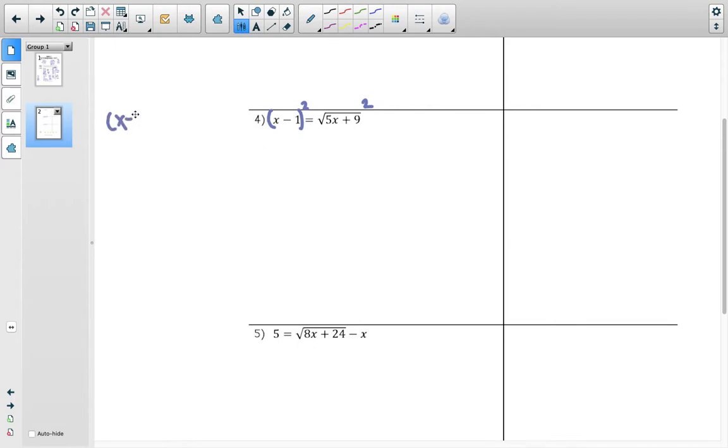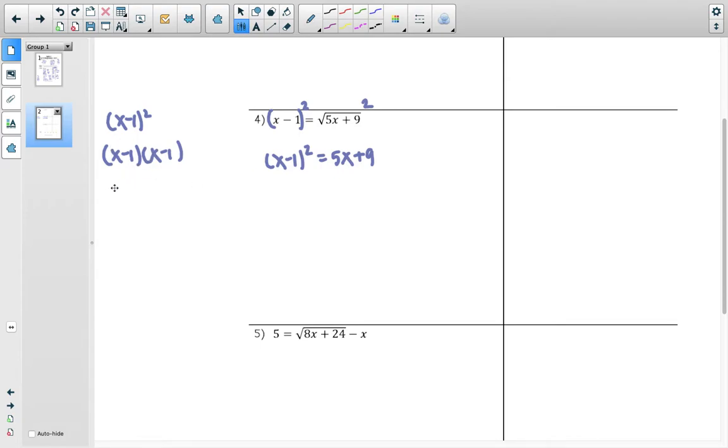But we have x minus 1 squared, which we know means x minus 1 and x minus 1. So we're going to have to FOIL that. Potentially, just keep that in mind. So I'm going to keep it like this. And then we have 5x plus 9. If this was just a number over here, we could square root it and go. But we can't because of this x. So we do have to do this.